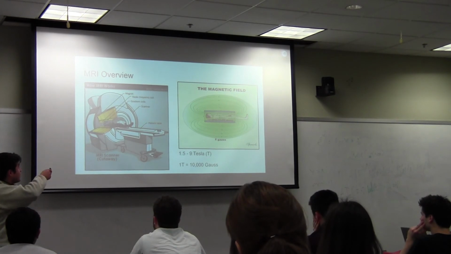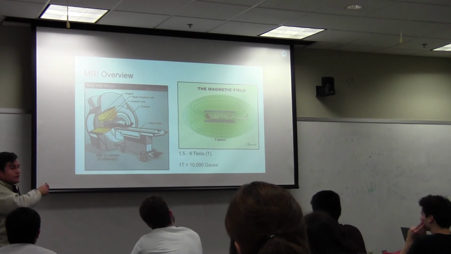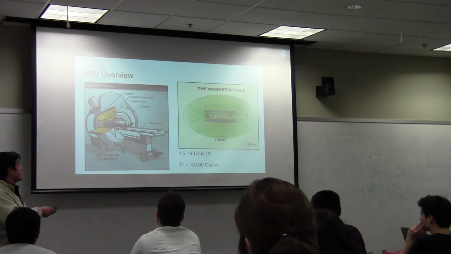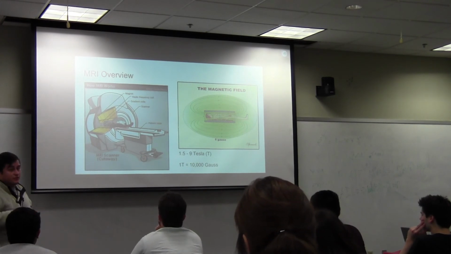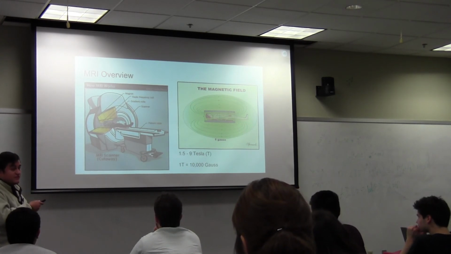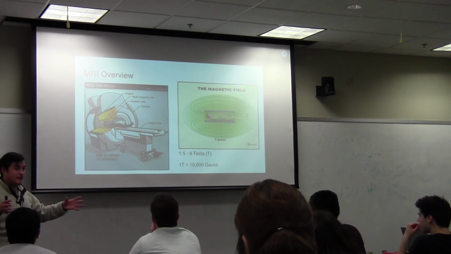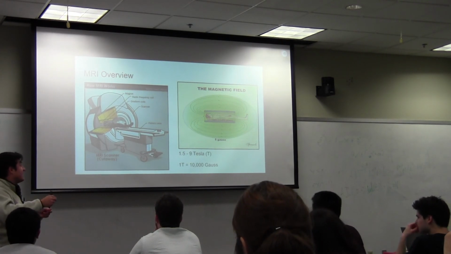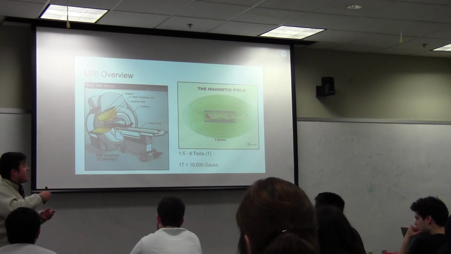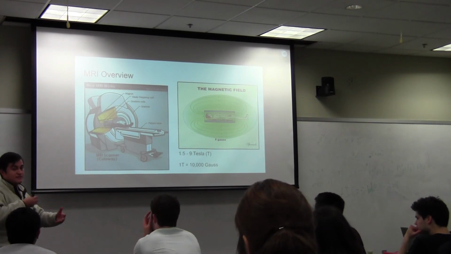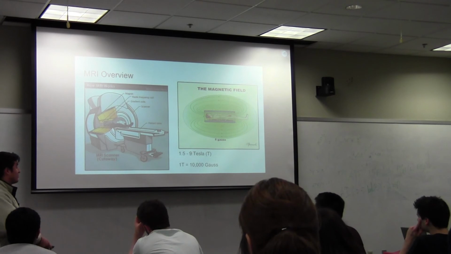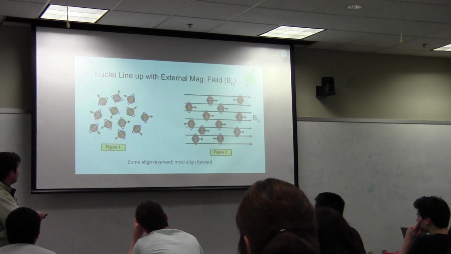And then you have a gradient coil, which is a radio frequency transmitter, and a radio frequency coil, which is the radio frequency receiver. So basically, under this strong magnetic field, you ping a radio frequency at their body, and then as the atoms relax, what comes back is what you pick up on the RF receiver. So I'll go into that in a little more detail here.